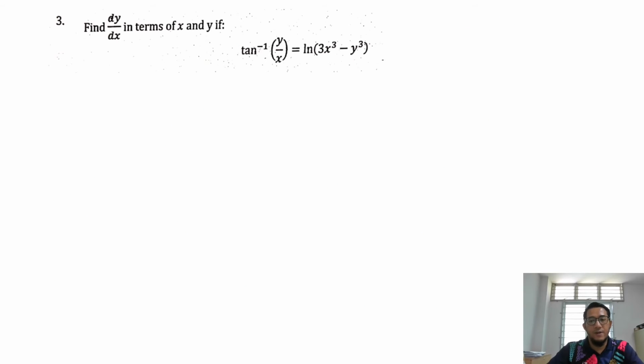Okay, and then this is the final question for this topic of derivative of inverse trigo function. That is question number 3. Find dy/dx in terms of x and y. Okay, this is in terms of implicit differentiation. First we put d/dx on both sides.